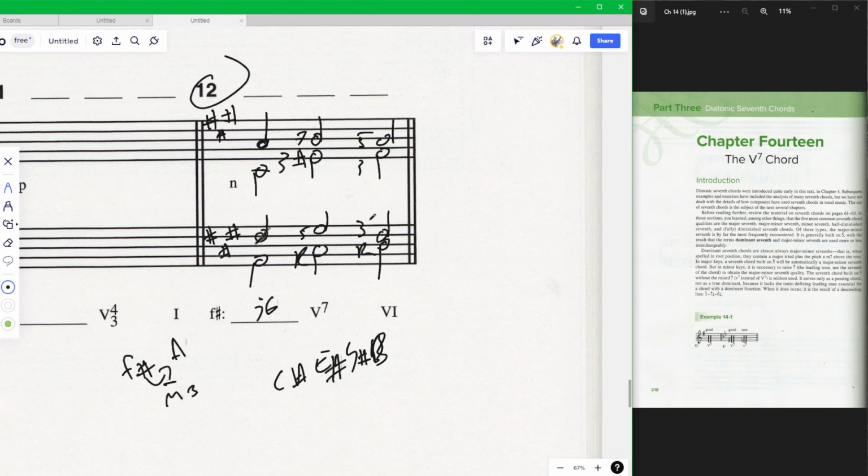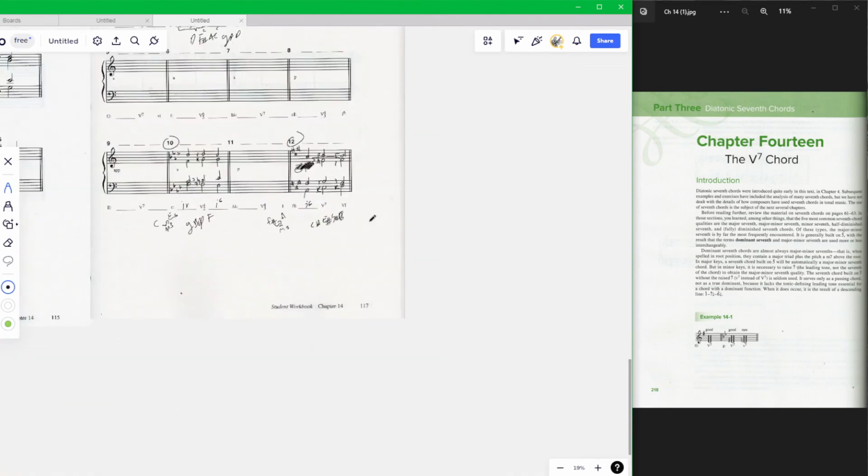Alright. The main point is we did with the 7th what we should have. We approached it as a neighbor tone figure. Alright. So that pretty much concludes the chapter.